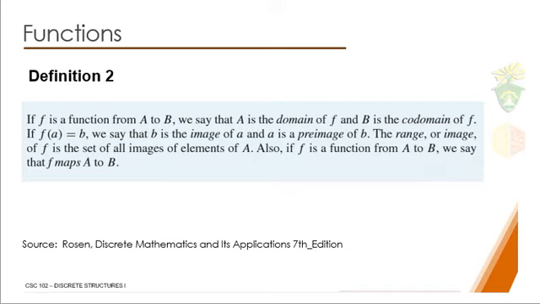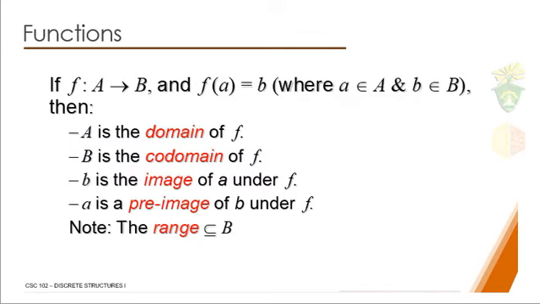So let's simplify. To reiterate and simplify, if we have the sets A and B, and we have the function from A to B, our set A is our domain, the given set B is our codomain, and then b is the image of a under f, if f(a) = b. And then a is the pre-image of b under the function.